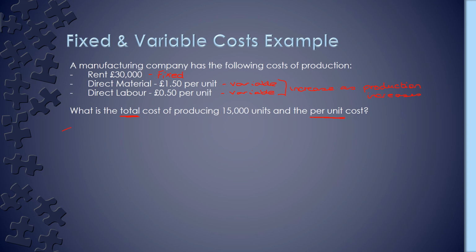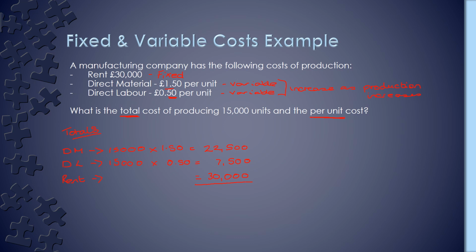So let's work out our total cost. First of all, starting with our direct materials. Our total cost for our direct material is going to be our output, which is 15,000, multiplied by our £1.50 per unit, and that gives us 22,500. Then the next cost we have is our direct labour, and again that's going to be our output, 15,000, multiplied by what it costs per unit, and that gives us 7,500. And then don't forget, we've also got our rent, and that's a fixed cost, so that is going to cost us £30,000 regardless of how many units we make.